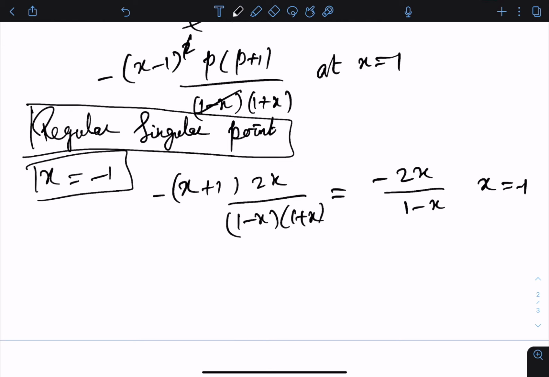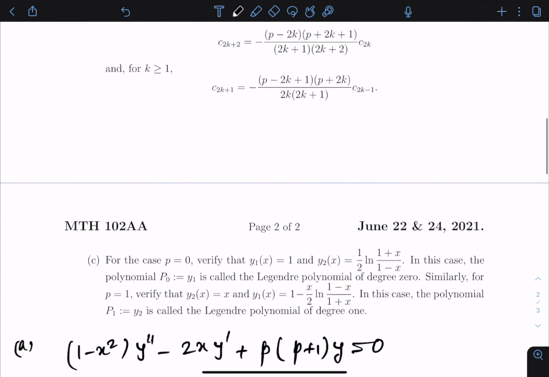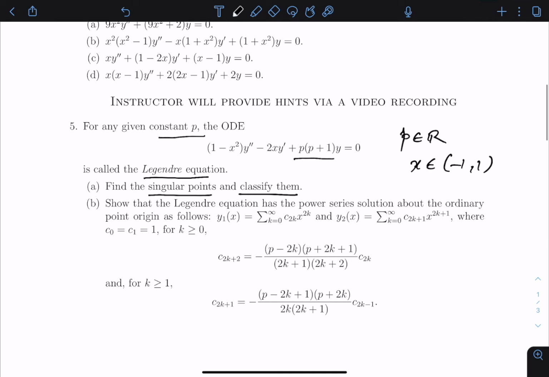Okay. Now go to the next question, B. It says show that the Legendre equation has a power series solution about the ordinary point origin. So the origin is an ordinary point, right? Because except plus or minus 1, everything else is an ordinary point. So x equal to 0 is an ordinary point. So you look at the power series solution about the origin, right?